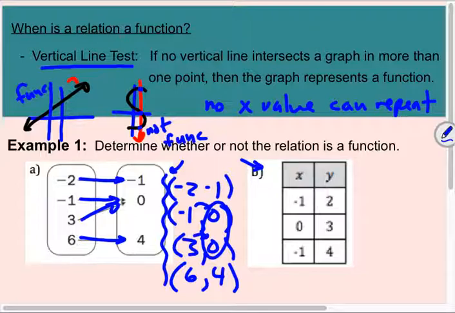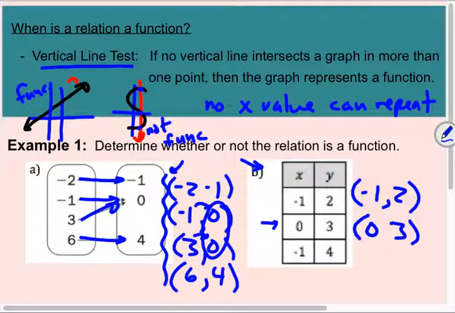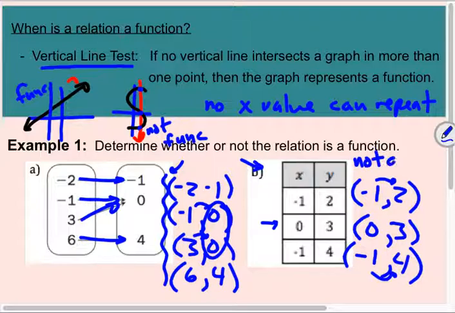If you looked at your ordered pairs for this table, I have negative 1, 2, 0, 3, and negative 1, 4. Okay, negative 1 maps onto 2, and it maps onto 4. It maps onto 2 different things. In other words, the x value repeats. This would not be a function, not a function. But this is a function. So that'd be yes.